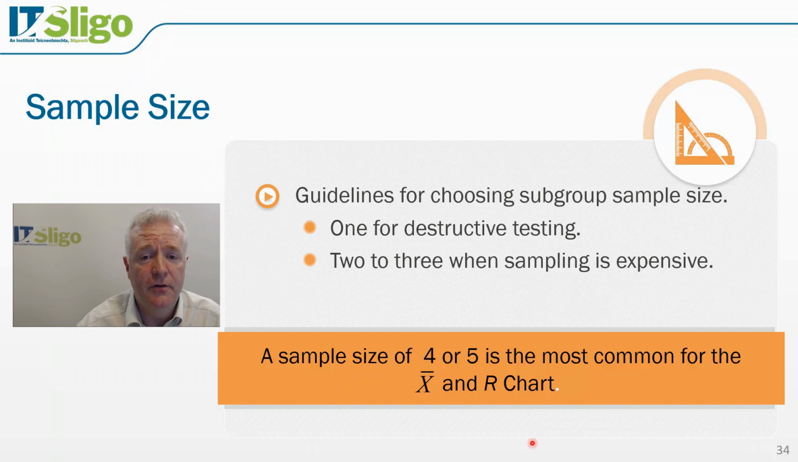If we're dealing with destructive testing, then we would like the sample size to be low, preferably 1. If the sampling is expensive, we may only choose 2 or 3 parts. The most common number of samples on the X-bar and R chart is 4 or 5. We've identified earlier that the range is extremely suitable for assessing variability when the sample size is reasonably small.